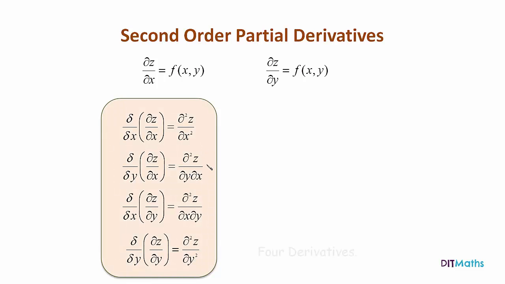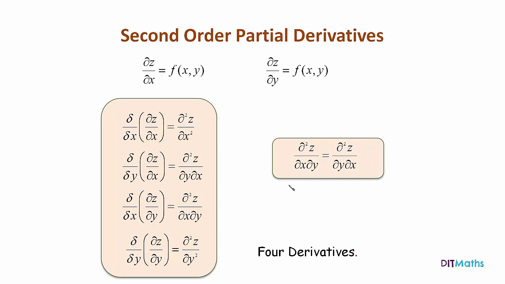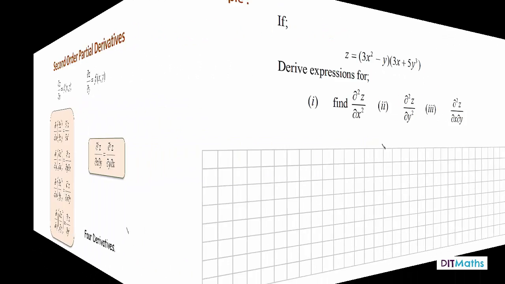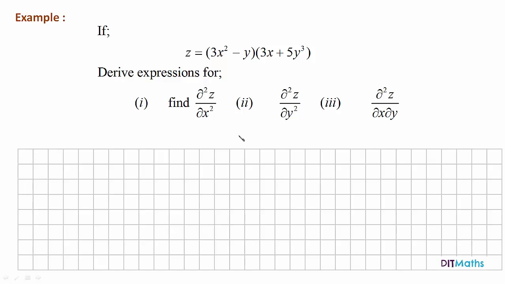So as you can see, there are four derivatives from a function containing two variables, as in this case, which are x and y. Now it can also be shown that the values of d2z dx dy are the same as the values of d2z dy dx for all functions which are continuous. So let's have a look at an example.